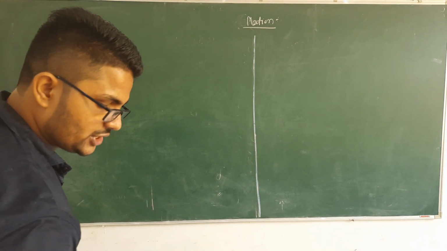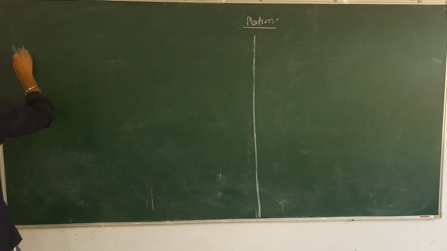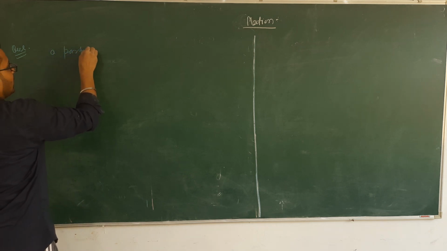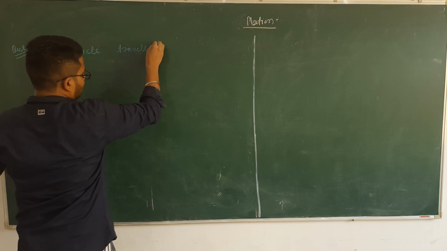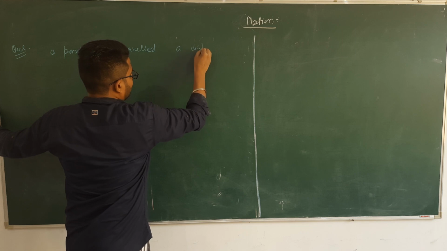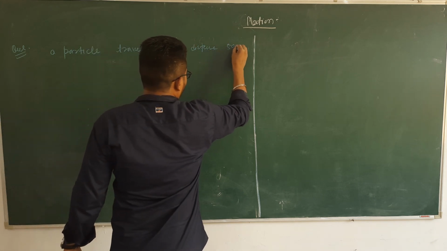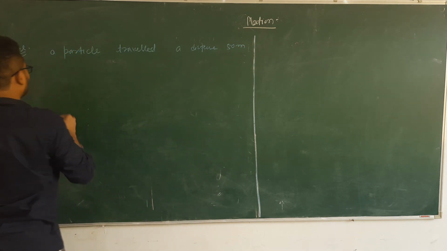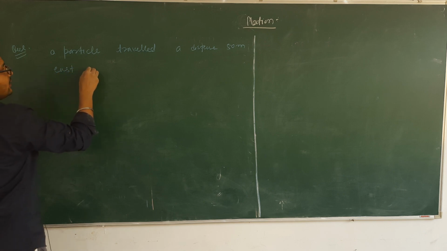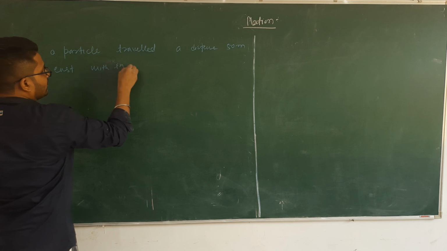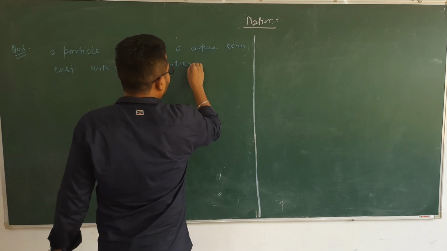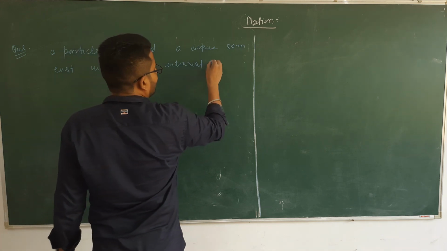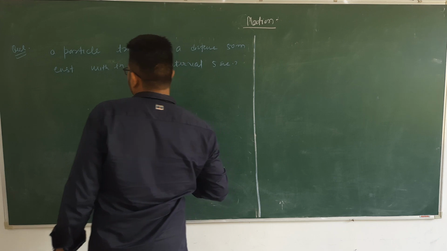Let's do one question. The question is: a particle traveled a distance of 50 meter east within a time interval of 5 seconds. Okay, so what is speed, and what is velocity?